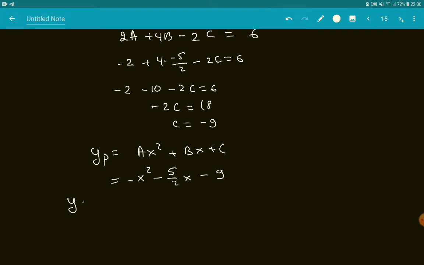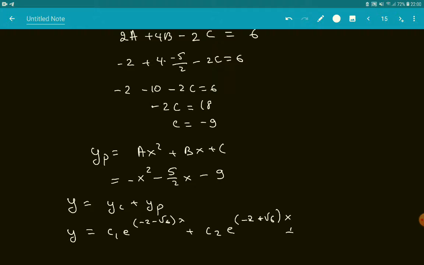And we said in the very beginning y is equal to yc plus yp, and our yc was equal to c1 e to the negative 6x plus c2 e to the positive 6x. So our y is equal to c1 e to the negative 6x plus c2 e to the positive 6x, minus x squared minus 5 over 2 x minus 9. Yes, so that is all about this.